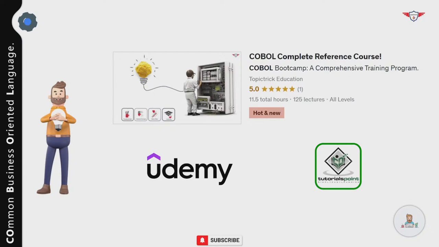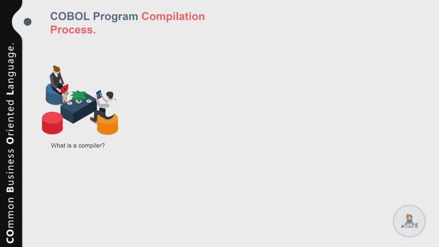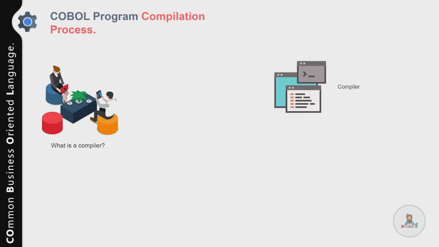Now let's try to understand how to compile a COBOL program. So the first and foremost question is, what is a compiler? In layman's terms, a compiler is a program that converts the high-level program into low-level machine language that can be executed by a computer. The important point is that computers can only understand or process low-level machine language.